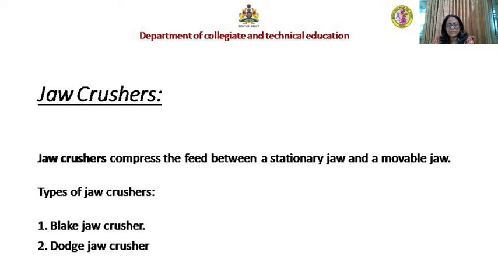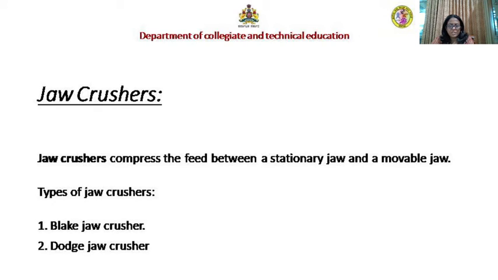So it consists of mainly two jaws. One is a stationary jaw, that is the fixed jaw. The other one is the movable jaw. It is the one which is reciprocating to apply compression on the feed that is caught between the two jaws. There are two types of jaw crushers. One is the Blake jaw crusher, the other one is the Dodge jaw crusher. The principal difference between the Blake jaw crusher and the Dodge jaw crusher is the position of fixation of the moving jaw.